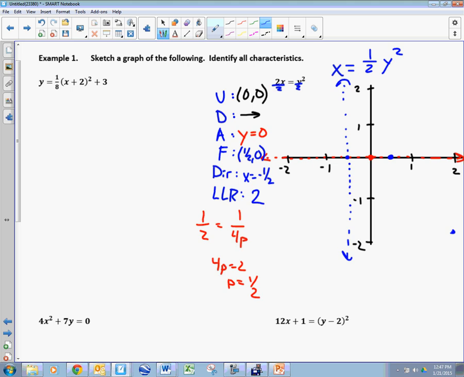So it goes, if it's 2 units of length, it will be 1 unit in each direction, right? And from your focus, it goes through the focus. Another name for it is the focal diameter, okay? So we're going to go 1 unit in each direction, and that will tell me how wide to make my parabola.